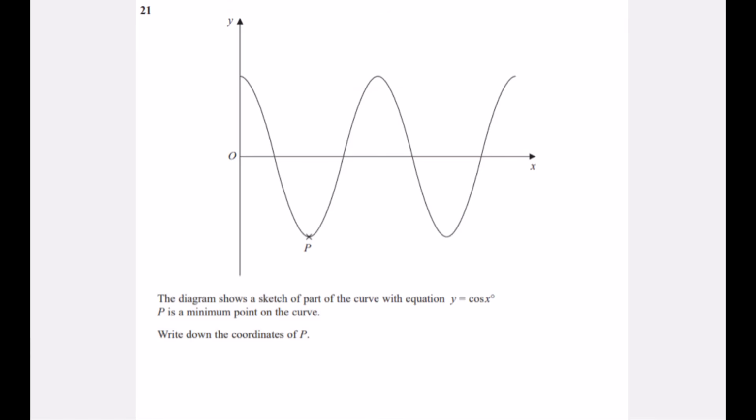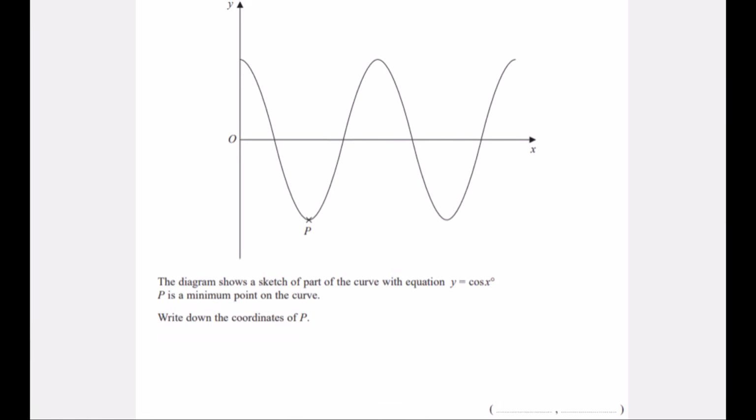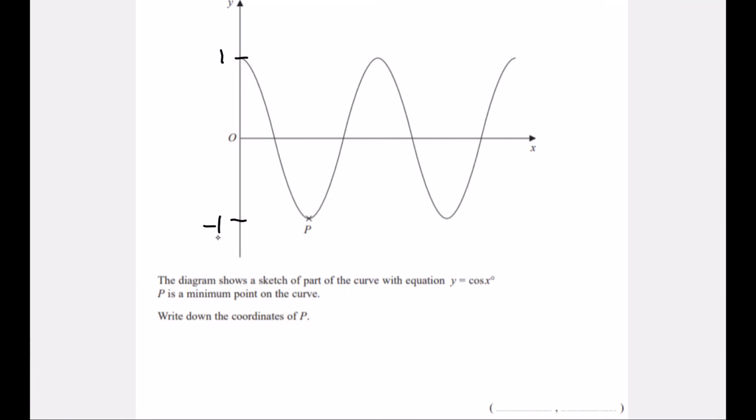Question 21. The diagram shows a sketch of the cos graph. P is the minimum point. What are the coordinates of P? So the cos graph goes between 1 and -1. And it goes 90 degrees, 180, 270, 360, and then repeats all over again. So it does a complete wave in 360 degrees. So the coordinates of P are 180, -1.